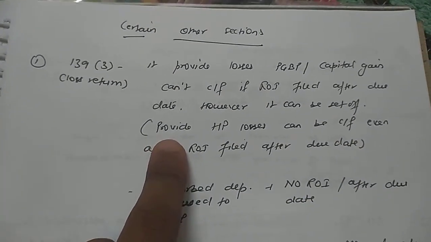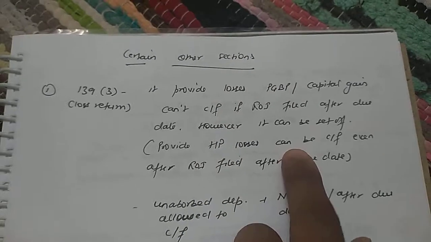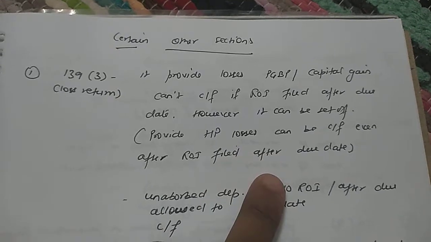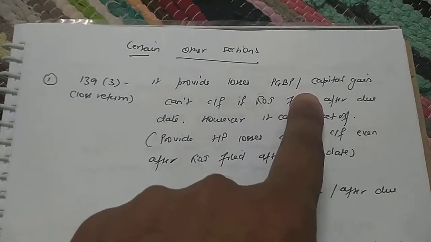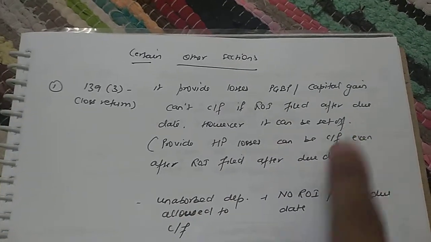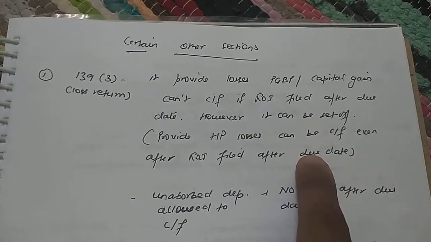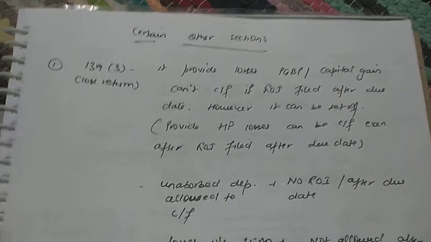However, if the assessee has a loss under house property, then they can carry forward that loss even if they file the return of income after the due date. So, if the loss is under the heads PGBP and capital gain, they can only set off but cannot carry forward that loss. However, if the loss is under house property, then they can even carry forward that loss if they file the return of income after the due date.